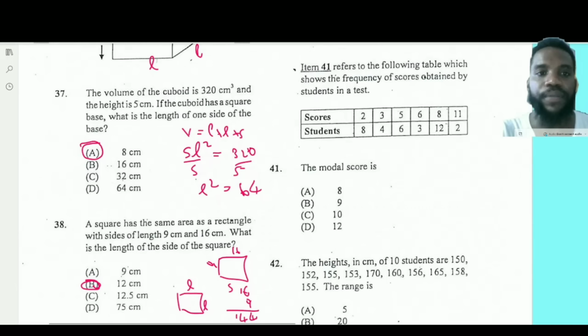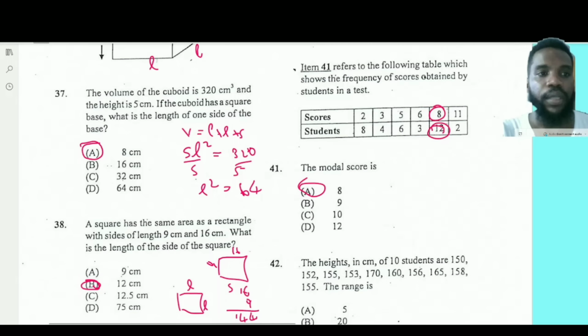Question 41 refers to the following table, which shows the frequency of scores. The modal score: the mode has the highest frequency. So you're looking at the scores up here, looking for the highest number of students. The highest number of students is 12. Remember, the 12 only tells you how many persons got that, but the score itself is 8. What they want is the modal score, so that's going to be 8.